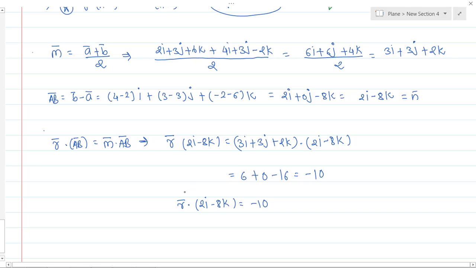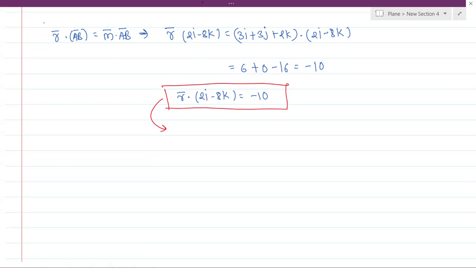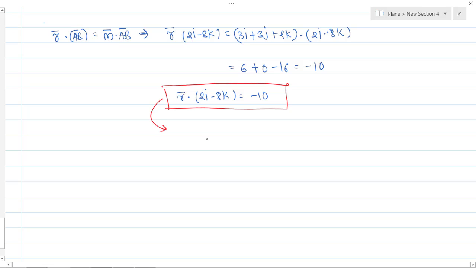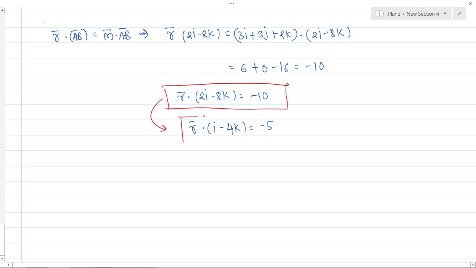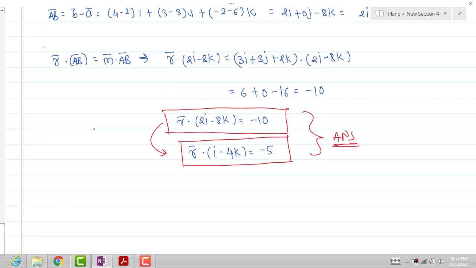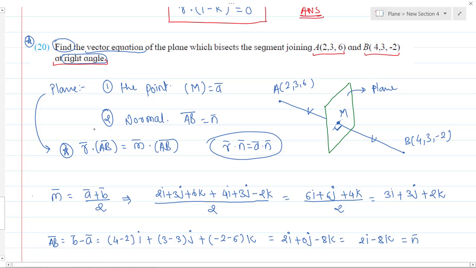You can further simplify this. You can divide the whole equation by 2, and from this you can get the standard equation like this: R bar dot i minus 4k equals minus 5. That's great. So you can write any one of these two equations as a final answer. Both are my final answers. That's very great. See, again and again I am telling you, if you don't understand the question, draw the figure, you will get it.